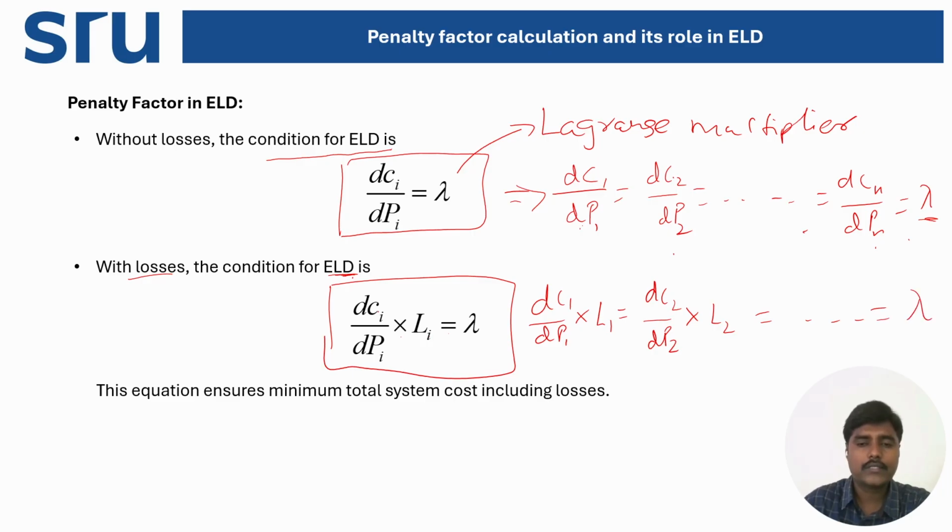So in words, we can state this condition as: when we consider the transmission losses, the condition for economic load dispatch is that the product of each unit's incremental fuel cost and its penalty factor should be the same for all the units, and that should be equal to lambda. This equation ensures minimum total cost including transmission losses.